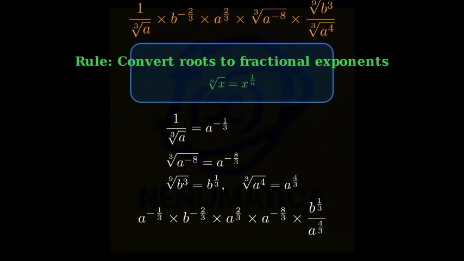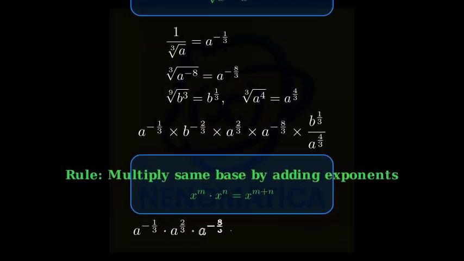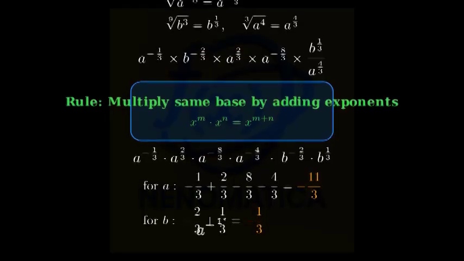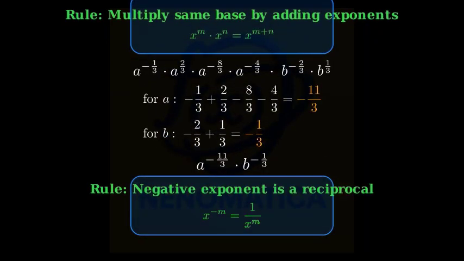Step 2. When multiplying powers with the same base, we add the exponents. Let's show the rule. Now group like bases, a's together and b's together. Then add the exponents carefully. Step 3. A negative exponent means reciprocal. We show the rule. Apply it to both factors.